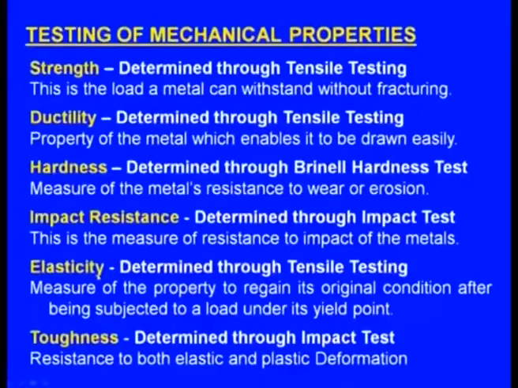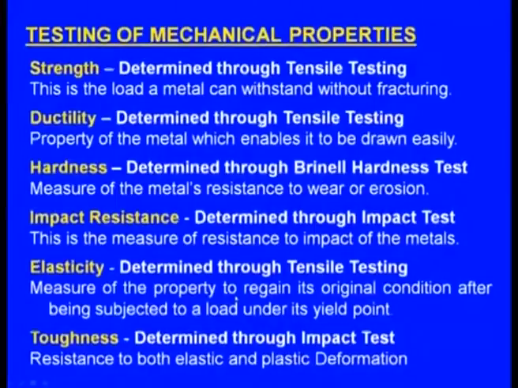Next property, elasticity. It is determined through tensile testing. It is the measure of the property of the material to regain its original condition after being subjected to a load under its yield point. And finally, the toughness, it is determined through impact test. Toughness is the resistance to both elastic and plastic deformations. So, these are the testing of the mechanical properties of the component or the specimens.